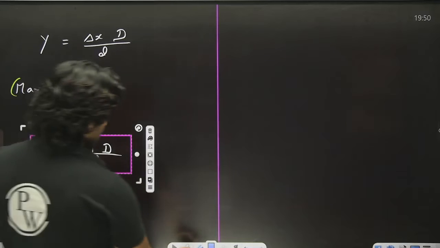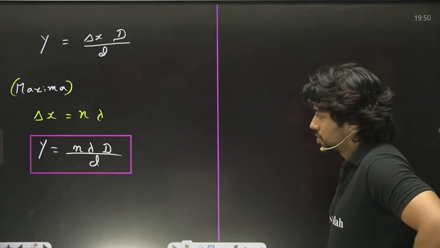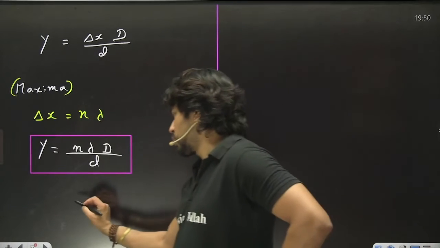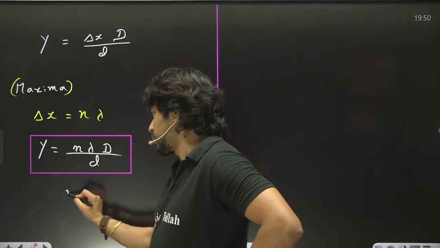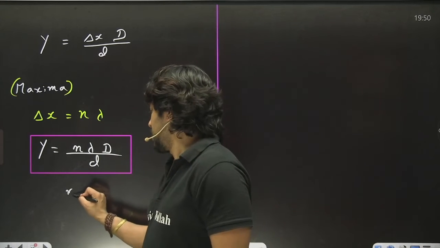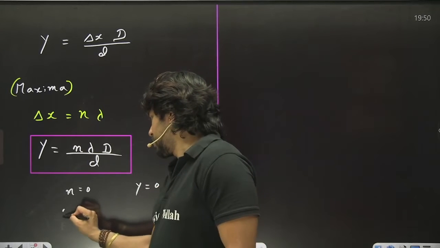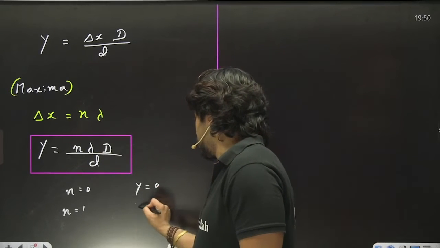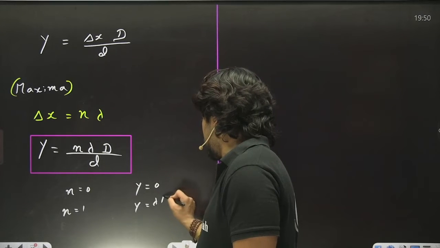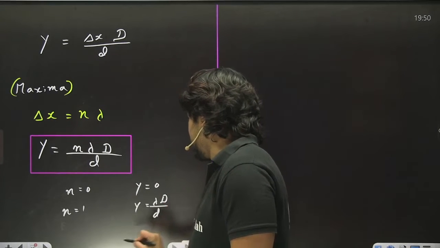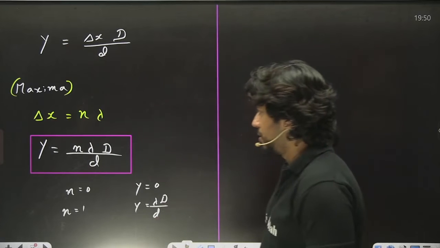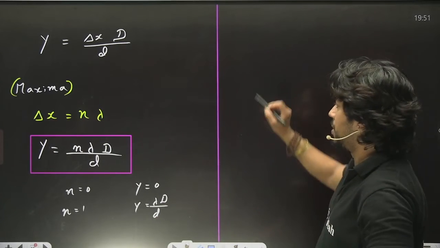Cool. Now at what points are you going to get the maxima? First of all, n equal to 0, that means the central maxima. After that, n equals 1 gives lambda D by d. n equals 2 gives 2 lambda D by d. n equals 3 gives 3 lambda D by d.